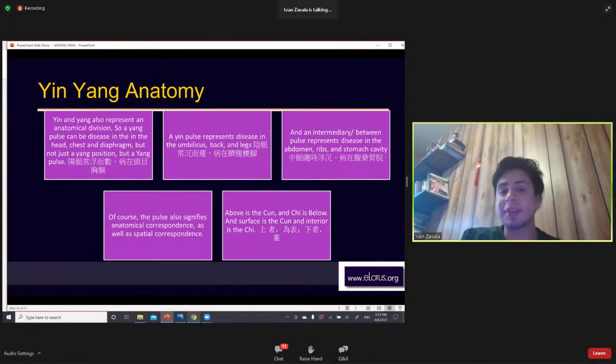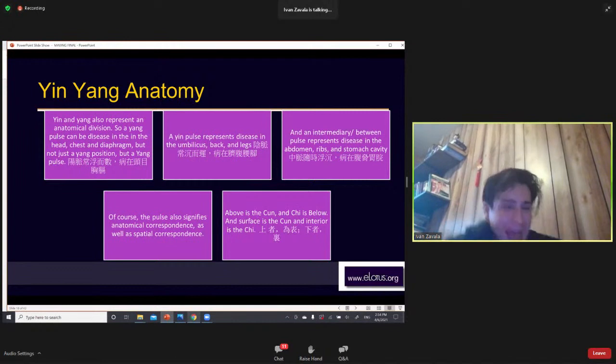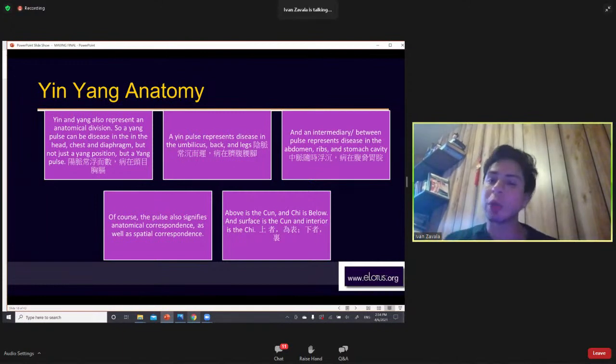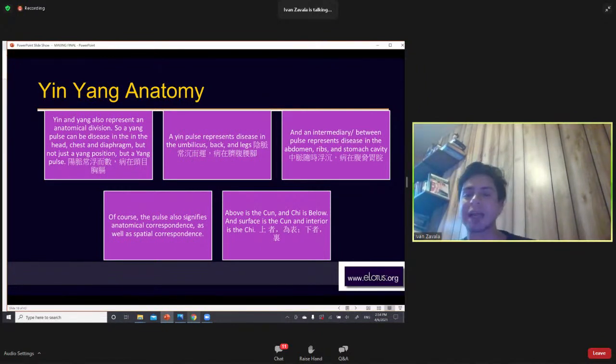A yin pulse represents disease in the umbilicus, back, and legs, right? So a rapid pulse, a floating rapid, can mean disease in the head, in the eyes, in the chest, in the diaphragm. A yin pulse, like a deep and slow pulse, can mean disease in the umbilicus, back, and legs. And an intermediary pulse represents disease in the abdomen, ribs, and stomach cavity. That'll be kind of like a pulse that is between floating and deep, right?